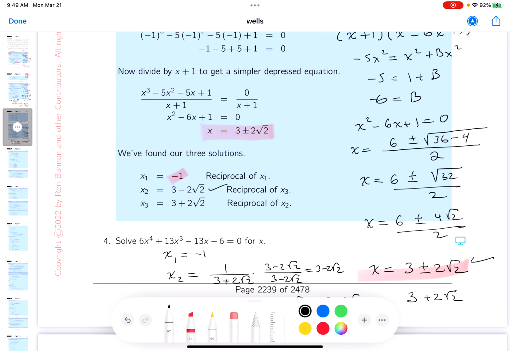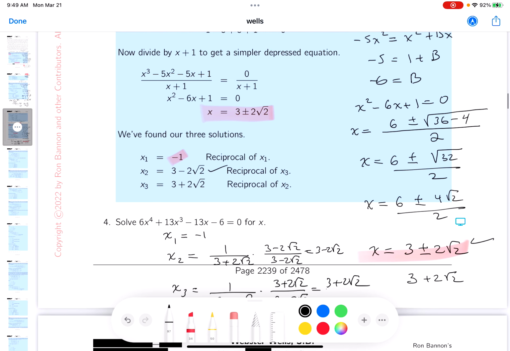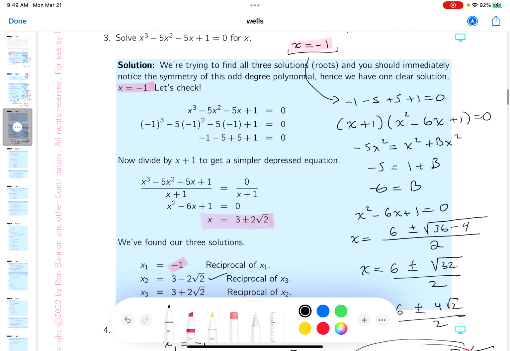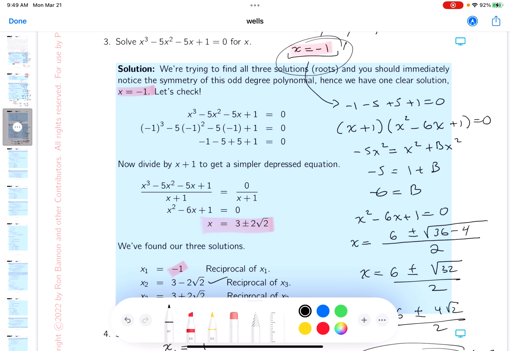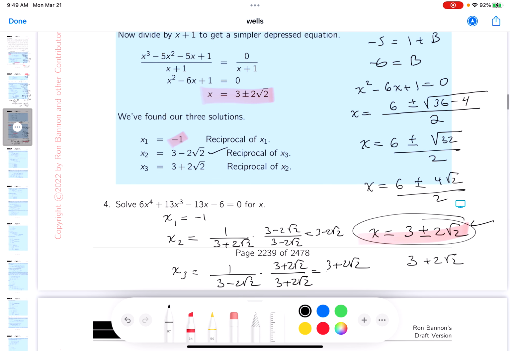All right? Again, we found 3 roots. The 3 roots are as follows. These 2 here, and this one over here. The reciprocal of this is -1. And these guys over here, they're each reciprocals of one another. We just showed that. All right?